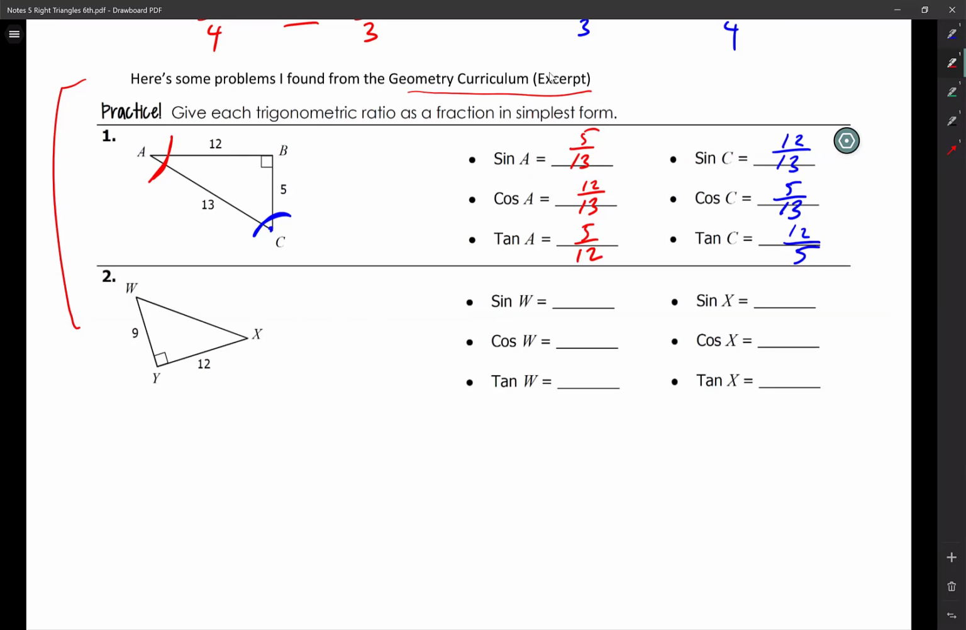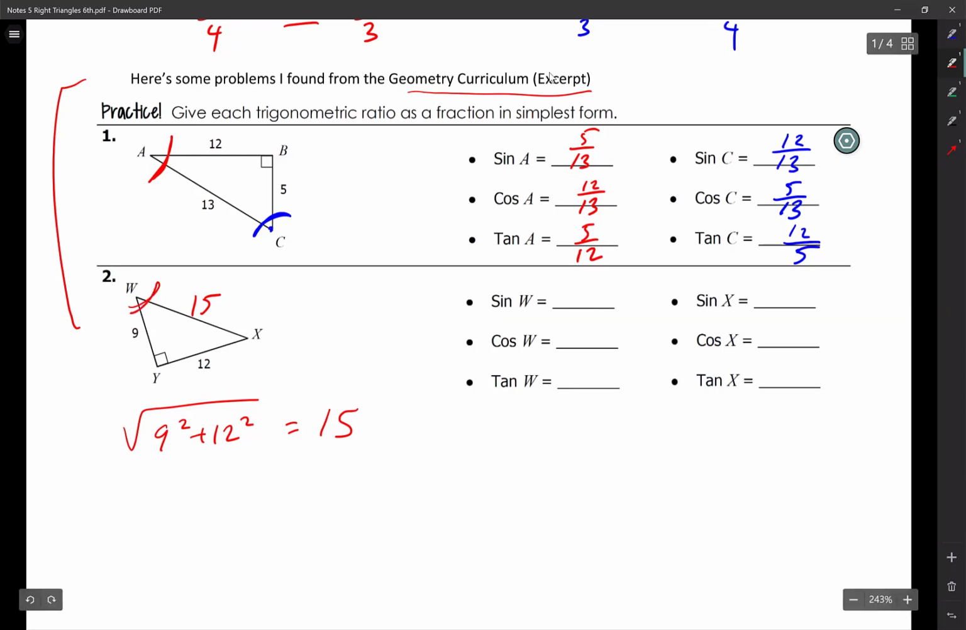Question 2, we got to figure out this guy first. You probably recognize it from a 3, 4, 5 triangle. It's like a scale factor of 3 here. 3 times 3 is 9, 3 times 4 is 12, 3 times 5 is 15. So that's a 15. If you don't remember that, you could always just have done 9 squared plus 12 squared, and you would have gotten 15 if you take the square root of that. So there we go.